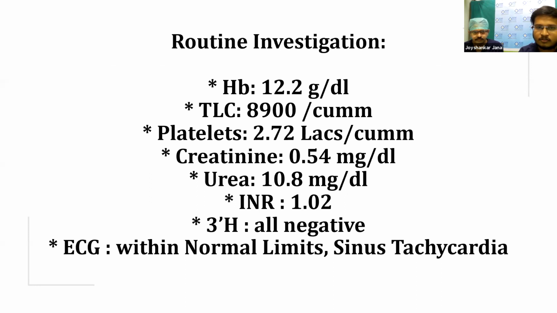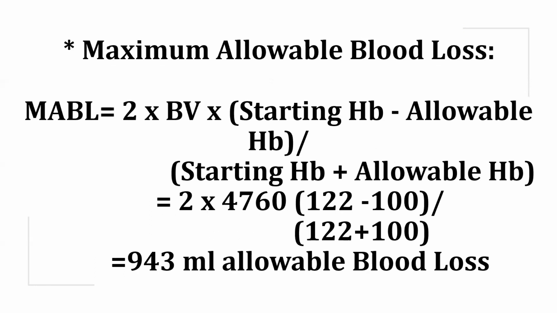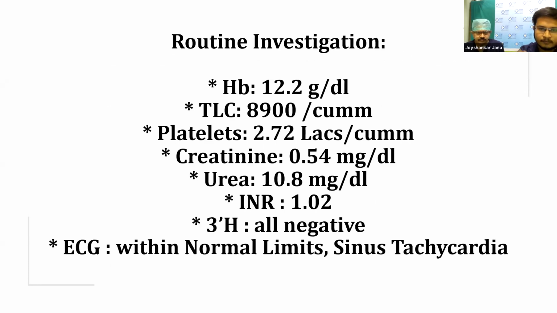All the basic investigations were done. The main investigation we are interested in is the hemoglobin. The hemoglobin of the patient was 12.2 and we anticipated major blood loss, so we calculated the maximum allowable blood loss. The maximum allowable blood loss is 2 into blood volume, into starting hemoglobin minus allowable hemoglobin, divided by starting plus allowable. With this formula, we calculated 943 ml as the maximum allowable blood loss. So this much blood loss was allowable, but we know there will be more blood loss, so we have to be ready accordingly. Other reports were normal, RFTs normal, INR okay, all serology negative, ECG okay.